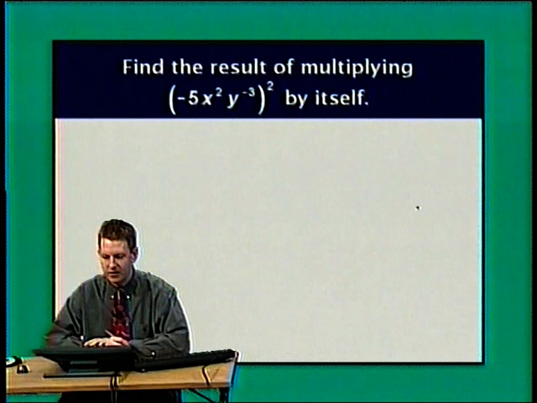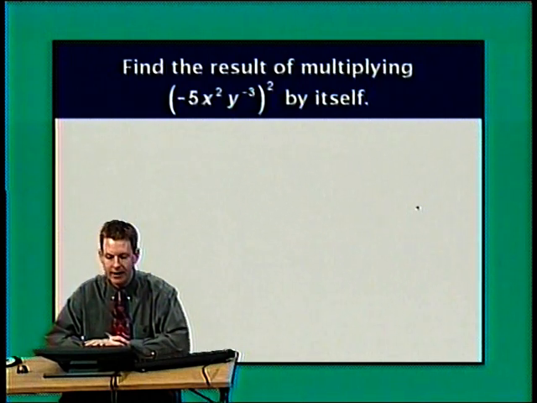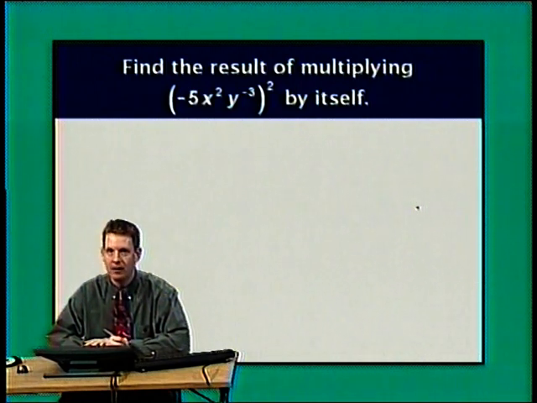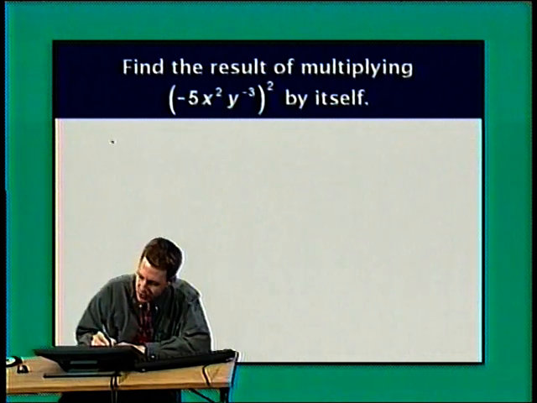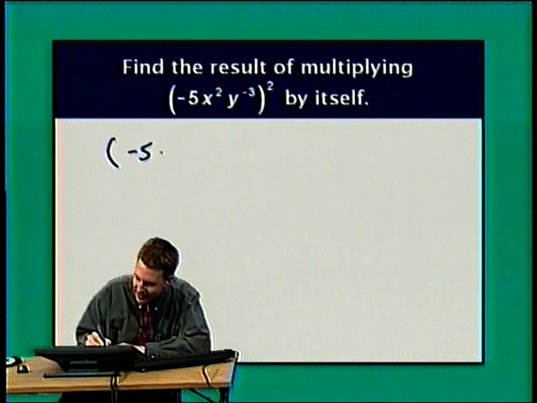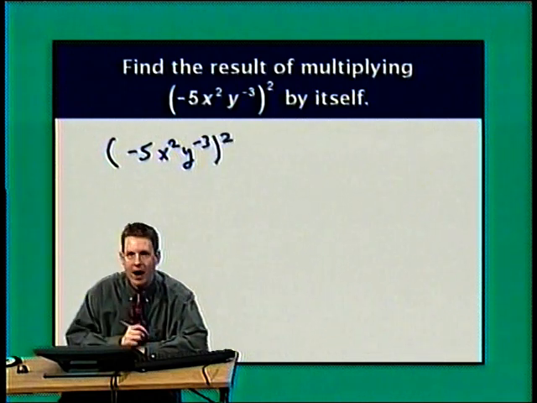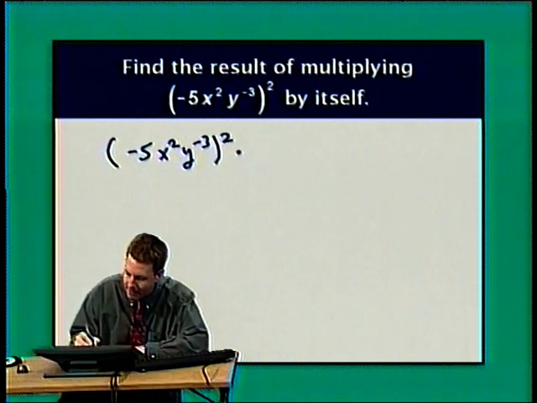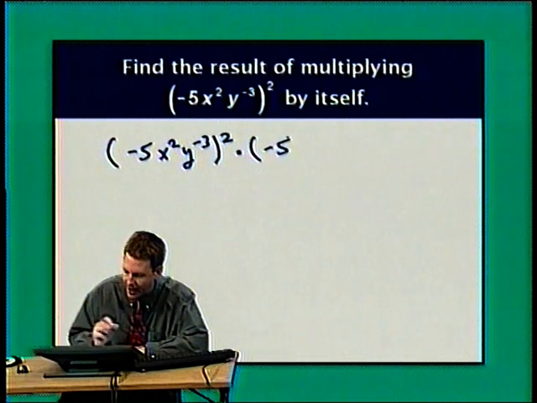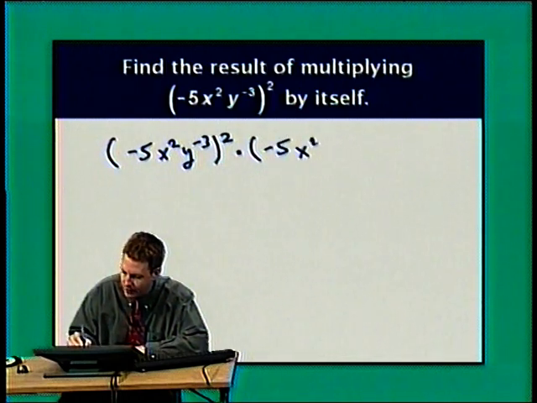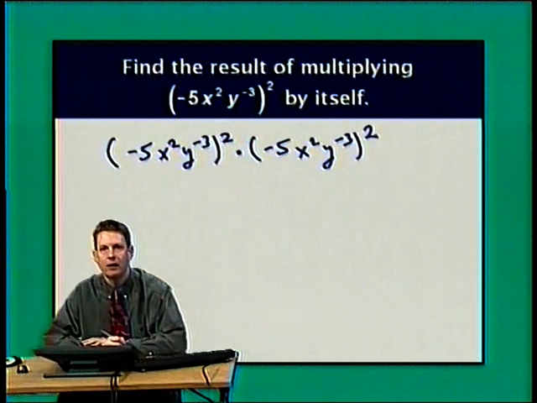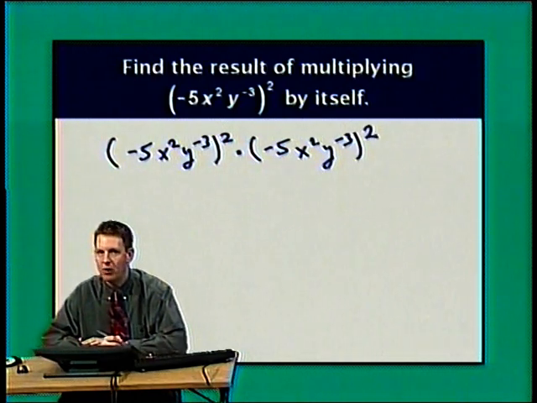Let's find the result of multiplying negative 5x squared y to the negative 3, that whole quantity squared, by itself. Whoo boy. So let's write down this expression, negative 5x squared y to the negative 3 squared, and we want to multiply that by itself. So we need another factor of negative 5x squared y to the negative 3 squared.